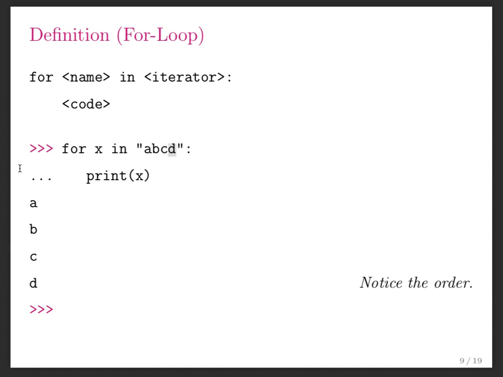D, print d. Then go to here, and then the for loop's going to say there's nothing left in the iterator. Stop.